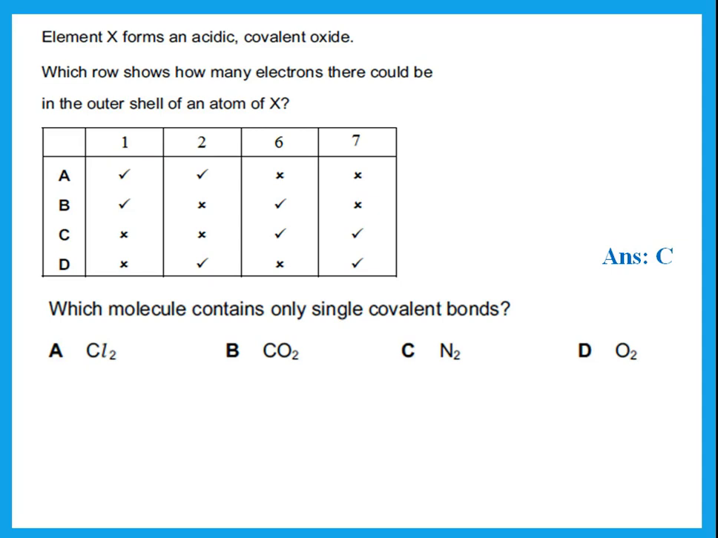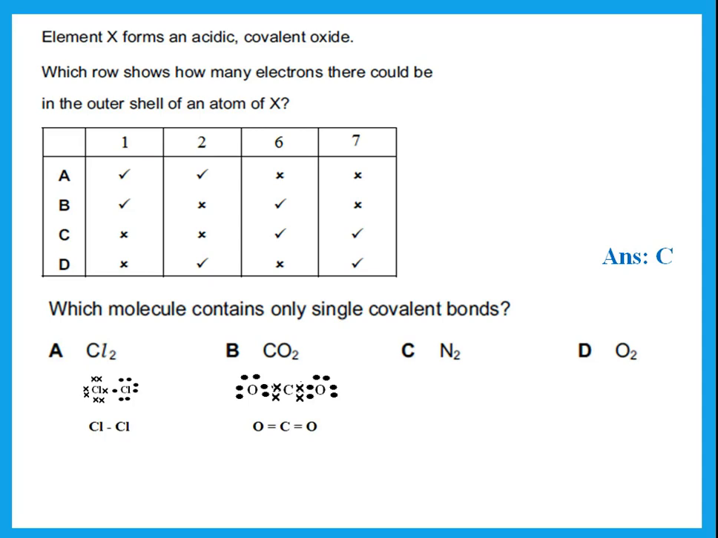Which molecule contains only single covalent bonds? Well, you need to be familiar with the dot and cross diagrams of each of these. So let's go through dot and cross diagrams for each one. Now, chlorine, we said each chlorine has 7 electrons. It needs only 1 from the next chlorine. So they're going to share 1 pair of electrons, and that is what we call a single covalent bond. But carbon dioxide, we said each oxygen needs 2 electrons from the carbon. So they're going to share 2 pairs of electrons with each oxygen. And that means I have double covalent bonds.